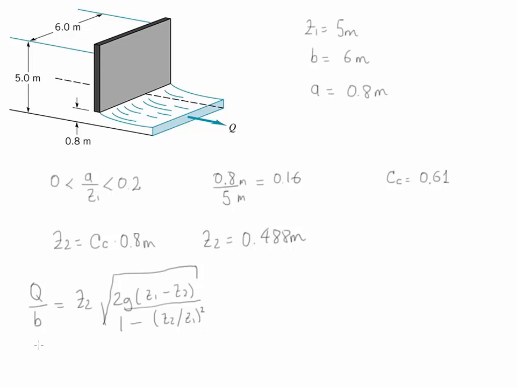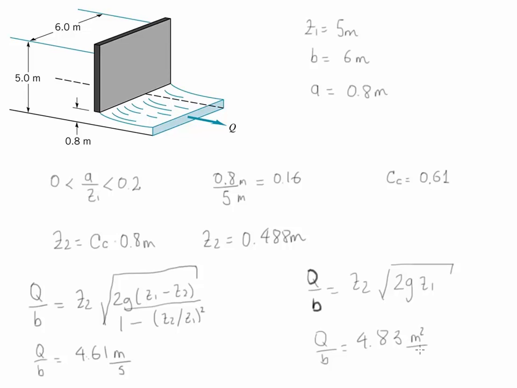If we take these values, we could find that the ratio between Q and B is equal to 4.61 meters squared per second. If we do the same analysis with the approximation, the equation that we could use is Q divided by B is equal to Z2 times the square root of 2g Z1. And we find that the value for this approximation is equal to 4.83 meters squared per second.